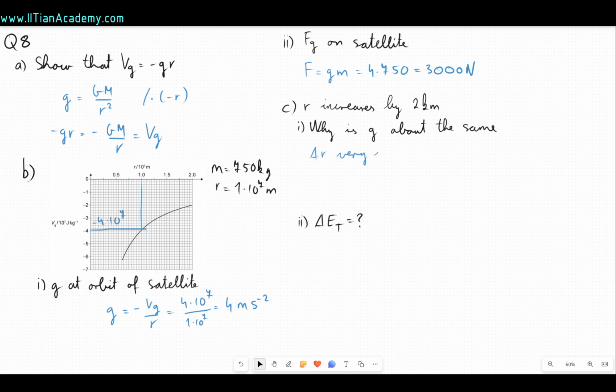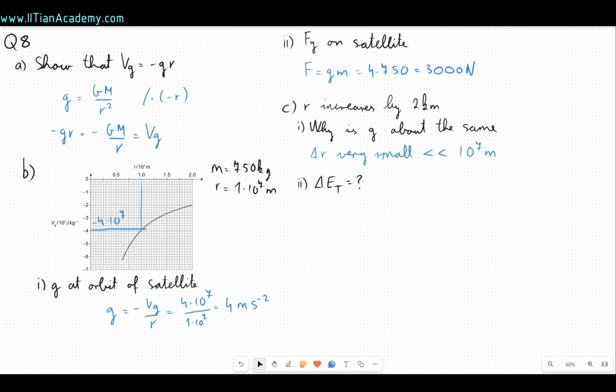So if we compare it to the distance it is orbiting at, it is much smaller than 10 to the 7 meters, which would be 10 to the 4 kilometers. So the change is way too small. So there's a very small change in potential as well. If we look at the graph, there's a very small change in the radius and the field strength as well, therefore.